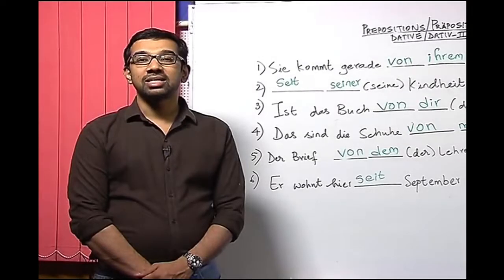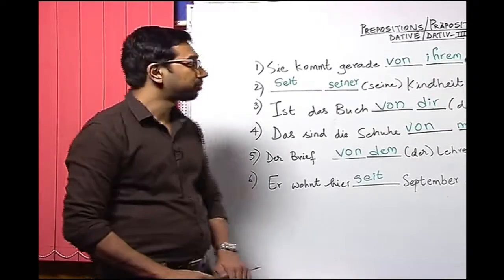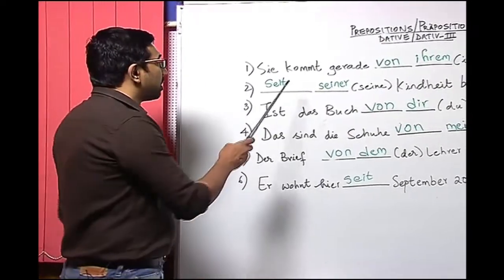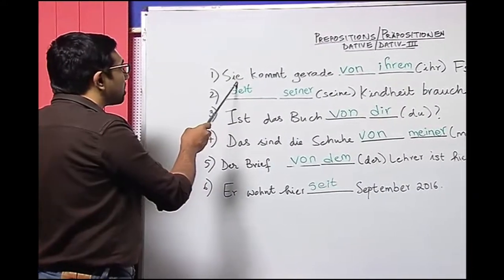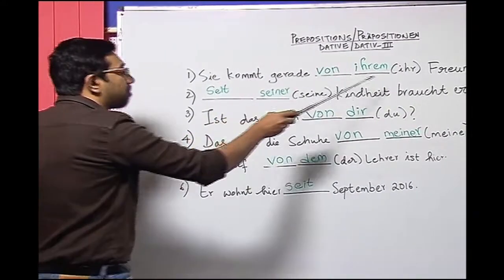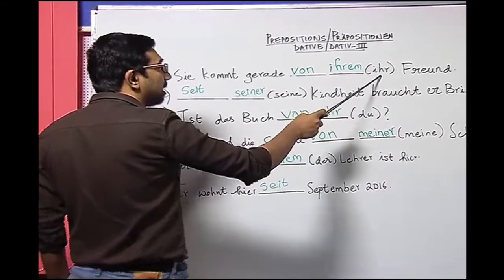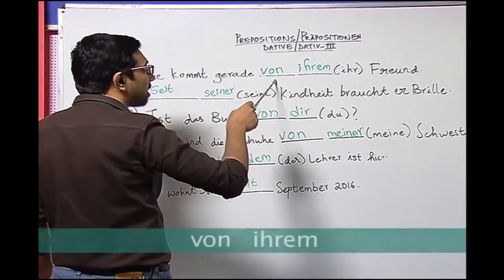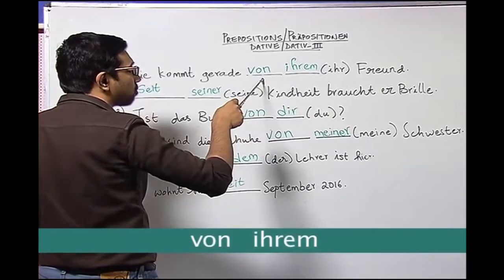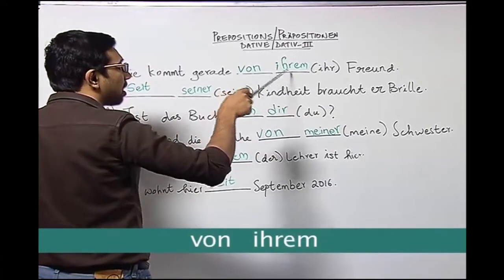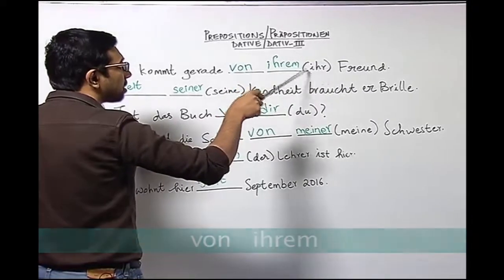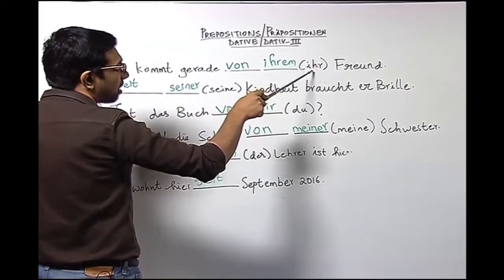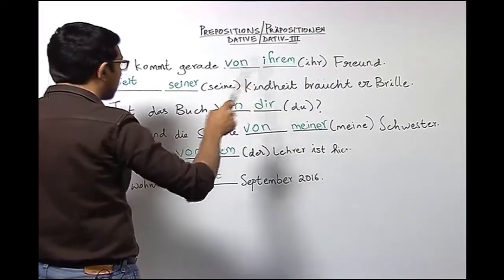Now let us look at the answers given by the student. Here in the first sentence, sie kommt gerade, in bracket we have the possessive article ihr for the noun Freund, which is a nominative. The student correctly identified first the preposition von, which is written here, and also conjugated the possessive article as ihrem, which is in dative.